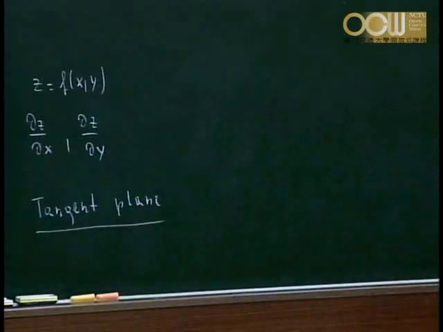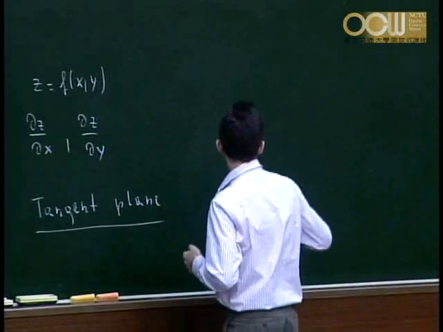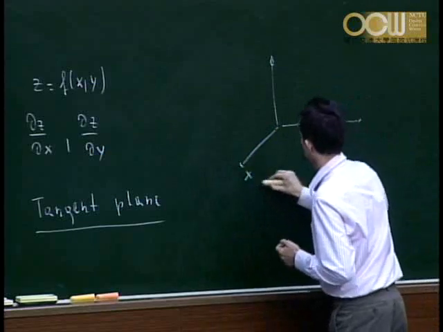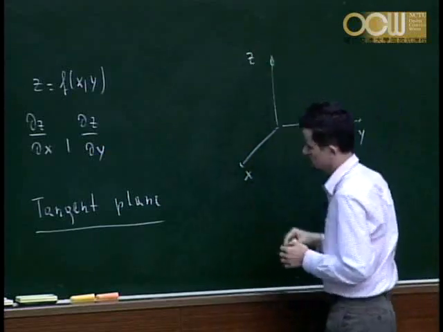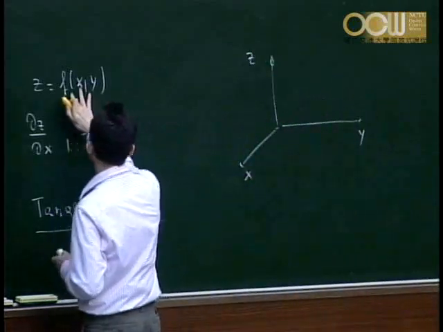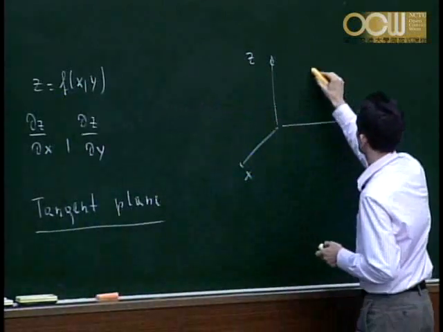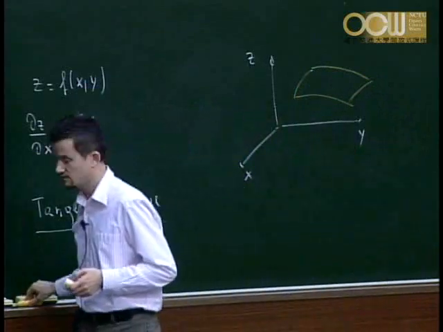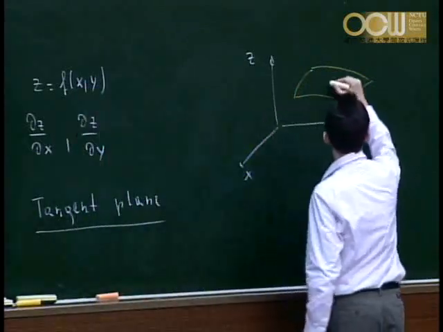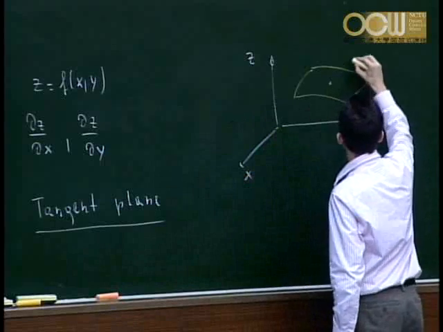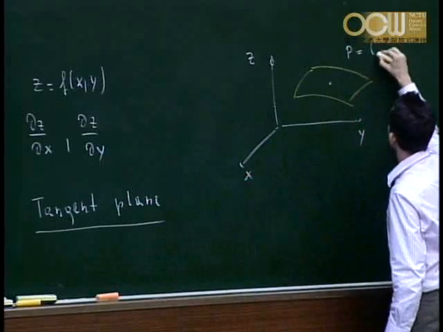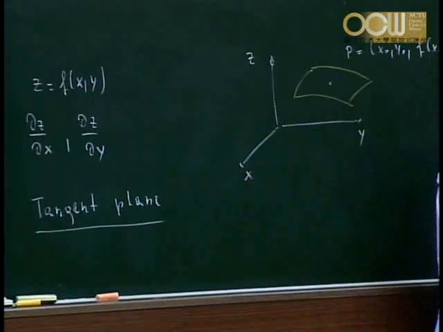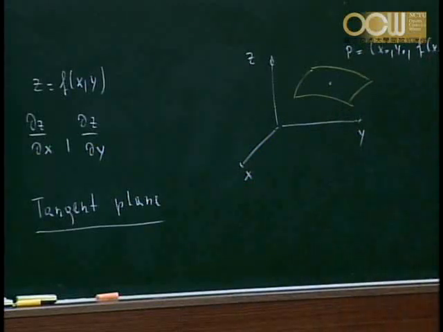Okay, now how to define the tangent plane? So let's plot the graph here of this function. So maybe this graph looks like this. Then let's fix a point. Okay, let's say the point with the coordinates x0, y0, and f of x0, y0.